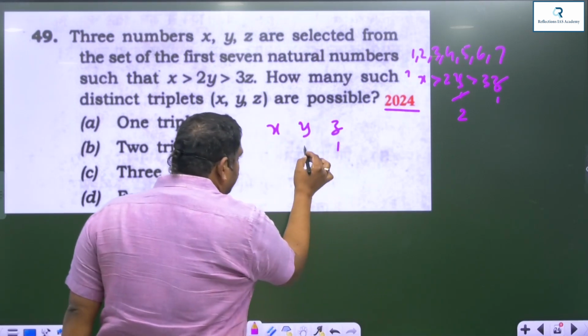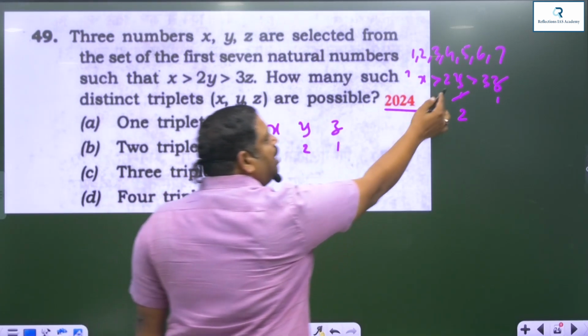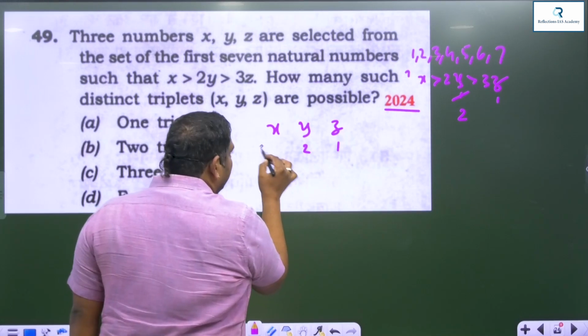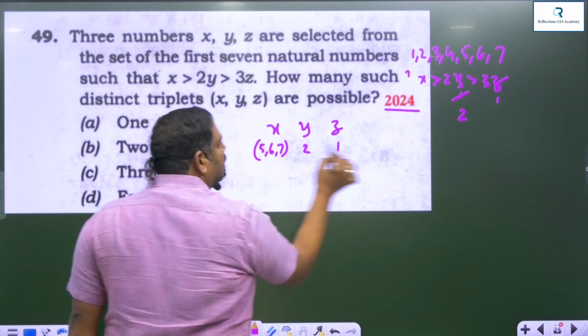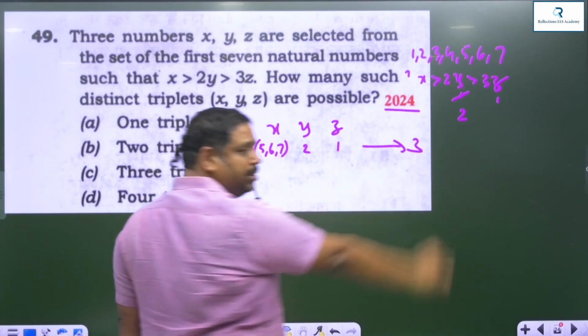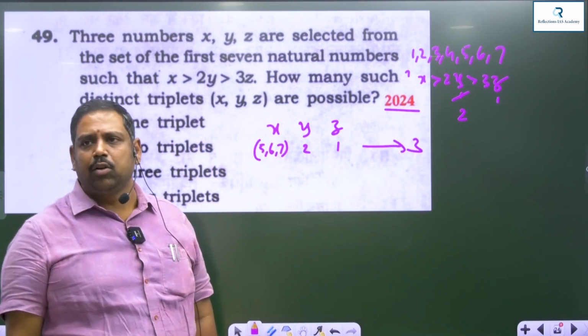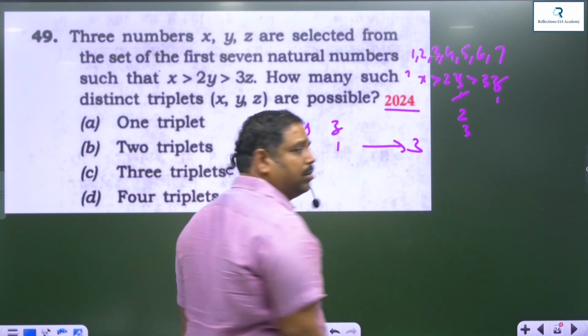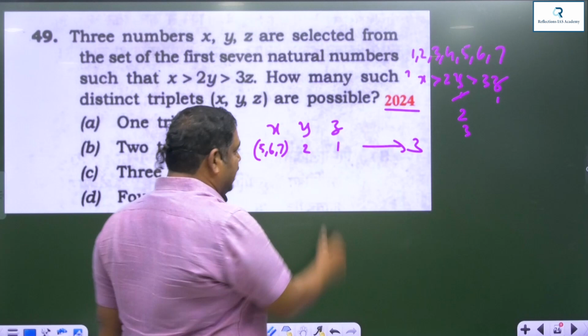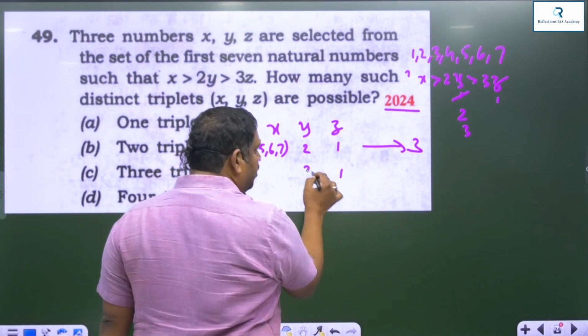Okay, when I take Y as 2, more than 4 means I can take 5, 6, 7. How many possibilities are there here? In this case, we have 3 possibilities. Yes or no? The greatest value that Y can take is 3, right? Okay. Z is fixed, 1 only. But Y, how much am I taking?